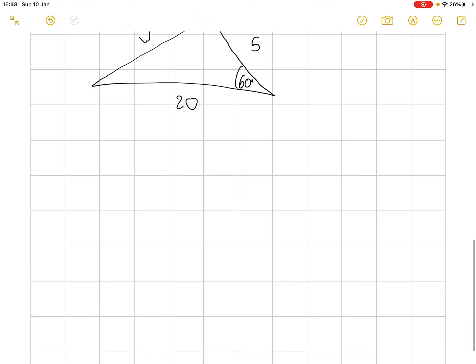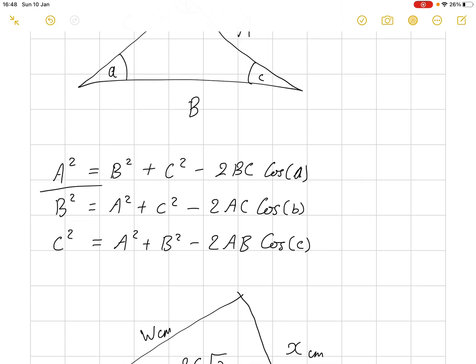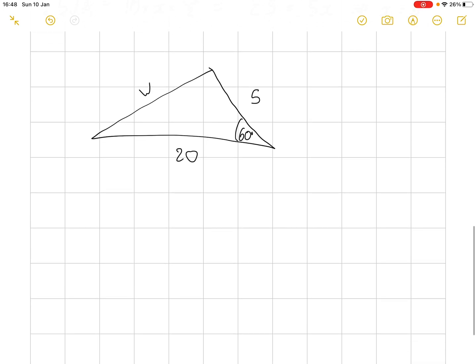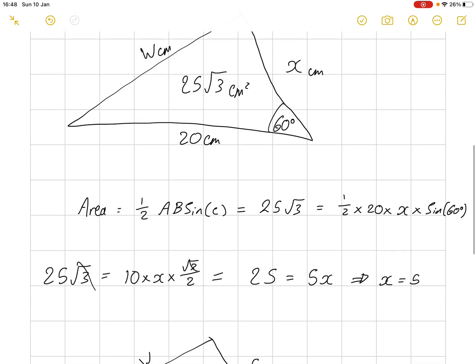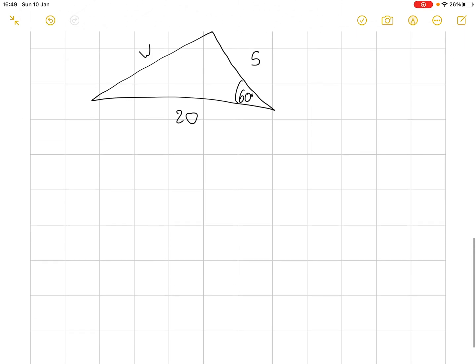Now we're ready to work out W using the cosine rule. This cosine rule specifically. We know that c squared is equal to a squared plus b squared. As you can see, this is the Pythagorean component, minus 2ab cos c.